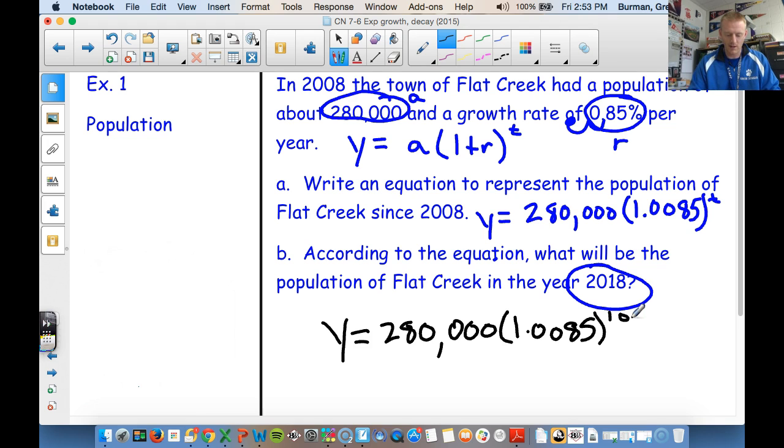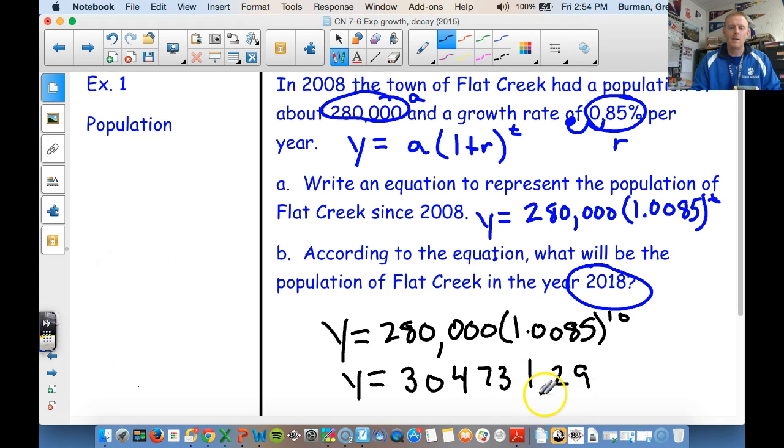280,000, parenthesis, 1.0085, parenthesis, to the 10th power, and my calculator says that the population will be y is equal to 304,731.29. Now we can't have 0.29 people, so we're going to get rid of that part of it, and we're going to have 304,731 people with an inflation of 0.85% per year, which kind of makes sense in 10 years that you would inflate that much. I mean, 1% is going to be quite a few people itself.